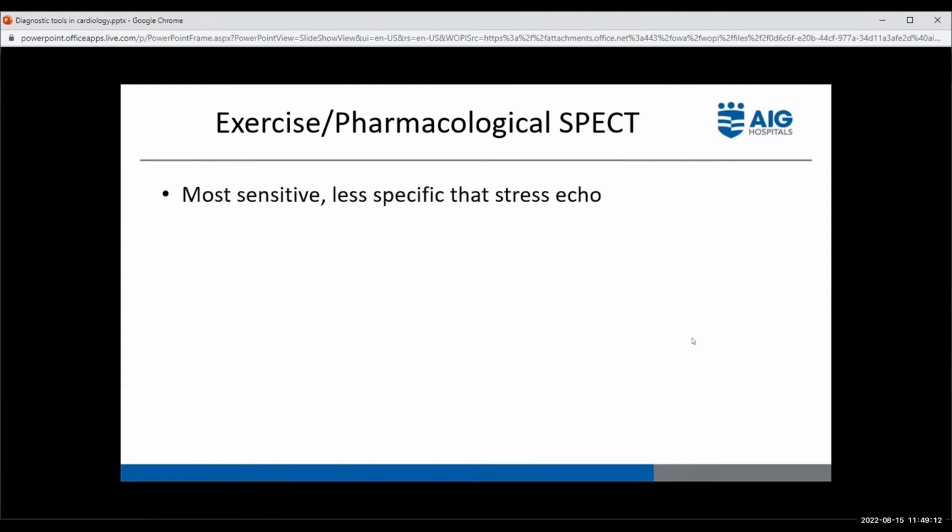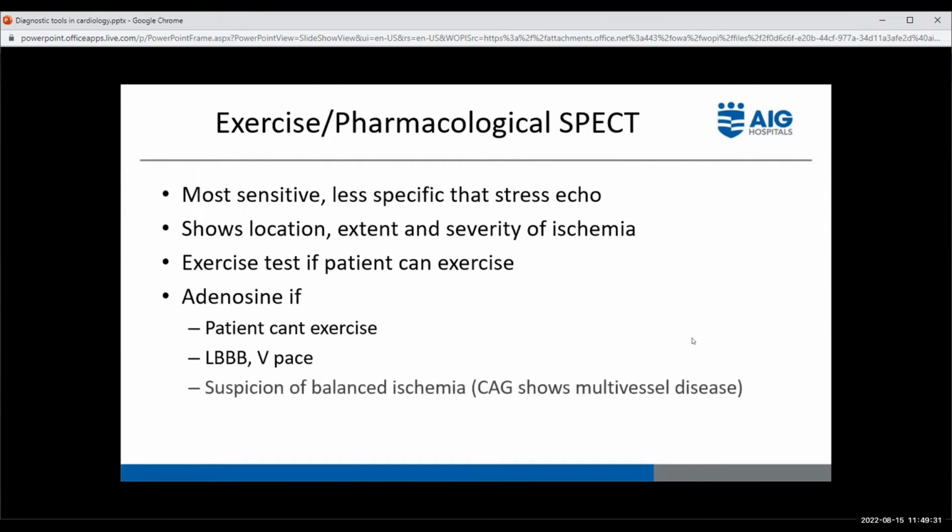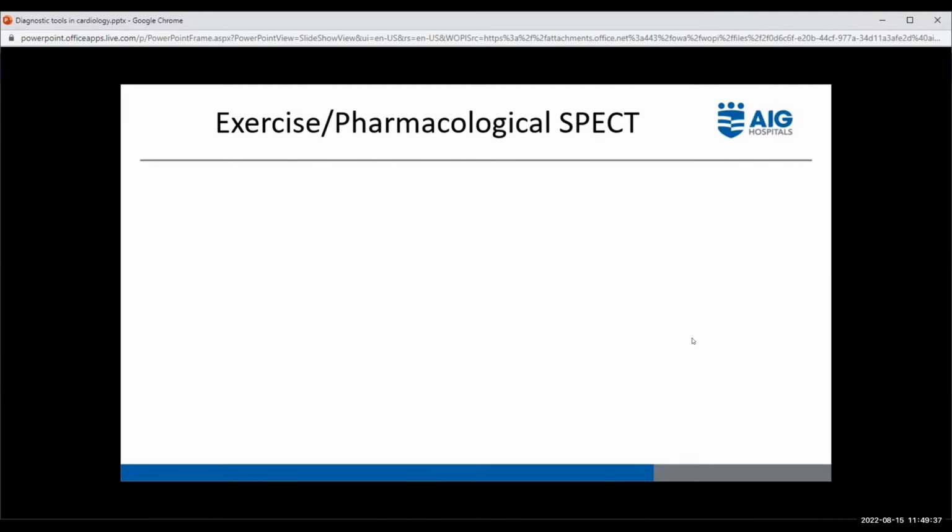MPI is the most sensitive but less specific than stress echo. It shows location, extent and severity of ischemia. Use exercise test if the patient can exercise, and adenosine if the patient can't exercise, or has LBBB or other ECG changes. Dobutamine is used if there is a contraindication to adenosine, like asthma or heart block.